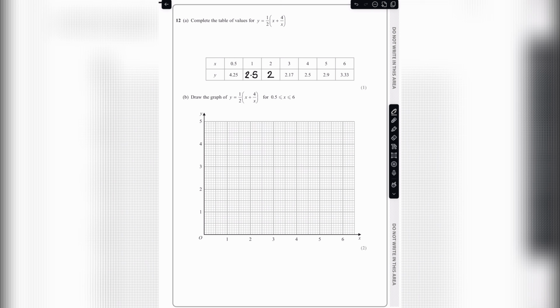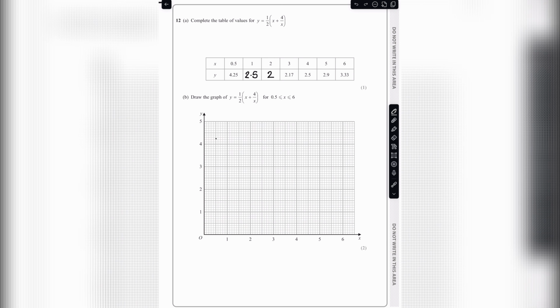In the second part of this question, we are told to draw the graph of y equals a half multiplied by x plus 4 over x, for which x is greater than or equal to 0.5 and less than or equal to 6. So the first thing we need to do is plot the x and y values from our table of values onto this graph. And given that there are 10 boxes between 0 and 1, each box represents 0.1.